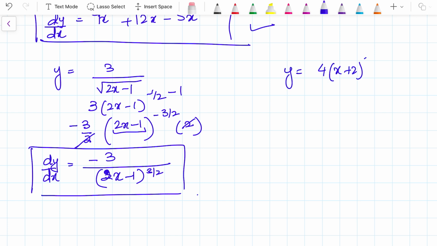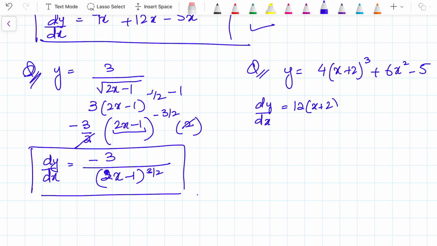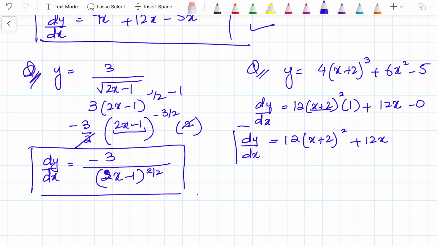4x plus 2 whole cube plus 6x square minus 5. This is another example that I'm taking. How do we differentiate? We bring the power down, subtract 1 from the power. The differential of x plus 2 is just a 1, plus 12x minus 0. So it's 12x plus 2 whole square plus 12x equals dy upon dx.